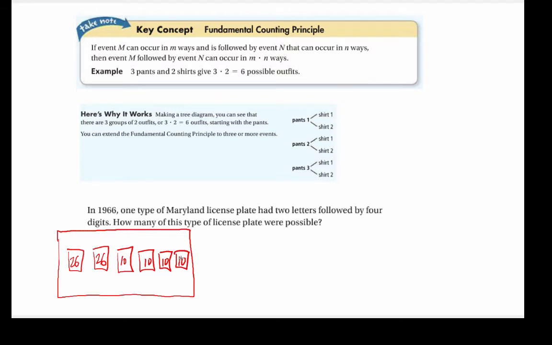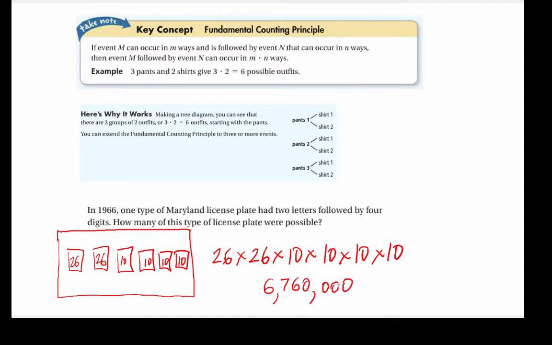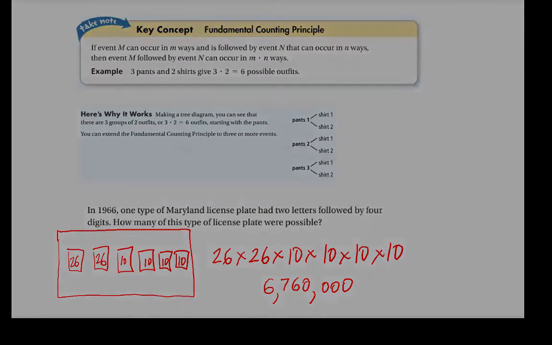All right. And then what we have to do here is multiply all this together. So the way that we would calculate this is 26 times 10 times 10 times 10 times 10. And that would give us a value of 6,760,000. That's how many license plates there are.